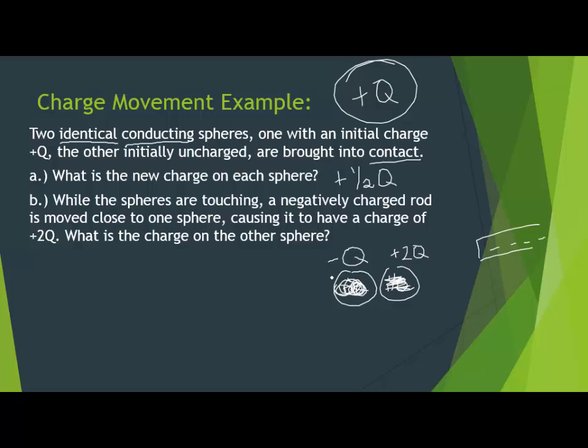The positives that were on this guy went over to this guy, and now we have a total net of plus 2Q on this one because this is the one that's closer to the rod, which means that in order to have a charge of plus Q, which is what we started with, this guy has to have a charge of negative Q.